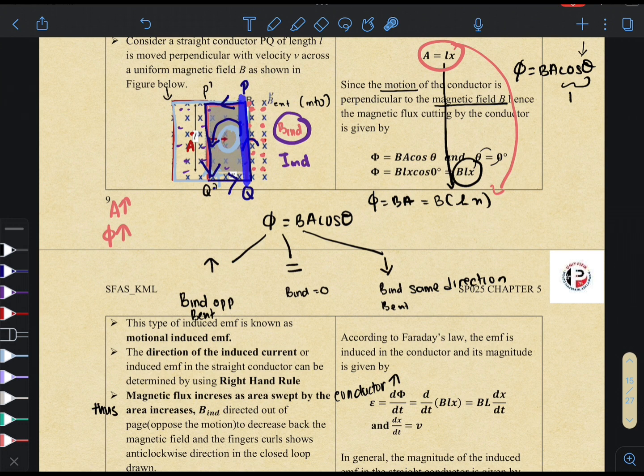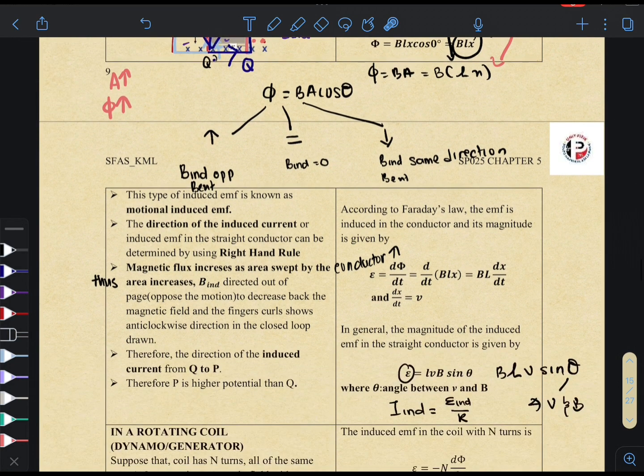Okay, so look at your conductor. The current is going to flow upwards in the conductor, iaitu daripada point Q ke point P. Okay, so this is the direction of your induced current, iaitu induced current flow from Q to P ataupun upwards. Okay, dia naik ke atas.